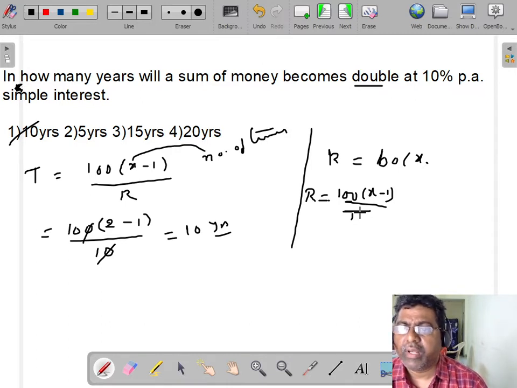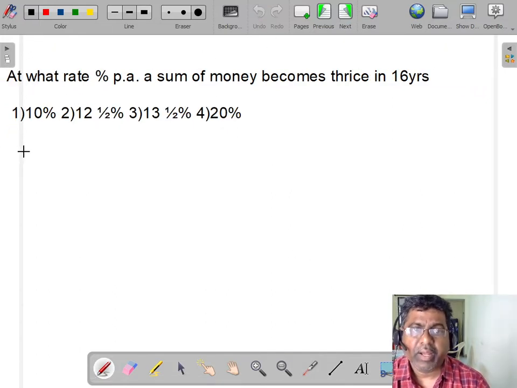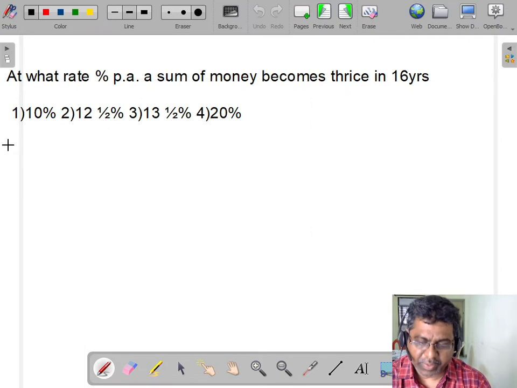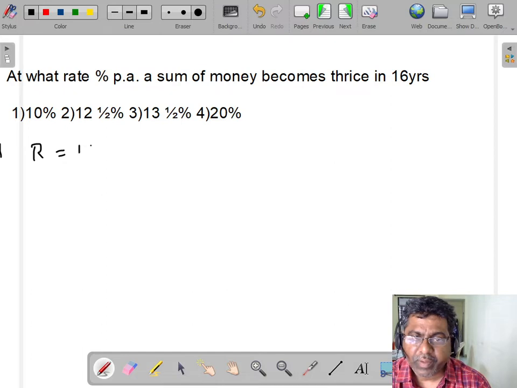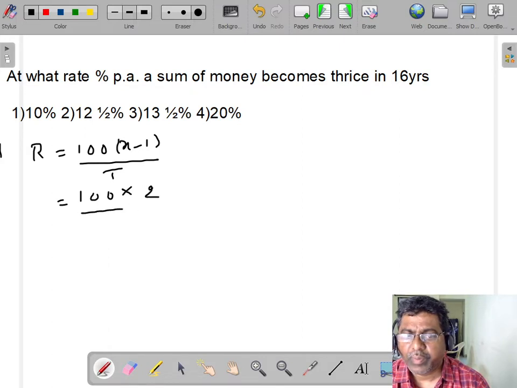Now we can see that model in the next problem. At what rate % per annum will a sum of money become thrice in 16 years? He was asking for R, so the formula is R = 100 × (x − 1) / t. Apply here: 100 into (x − 1), x is thrice, 3 minus 1 is 2, by time, 16 years.